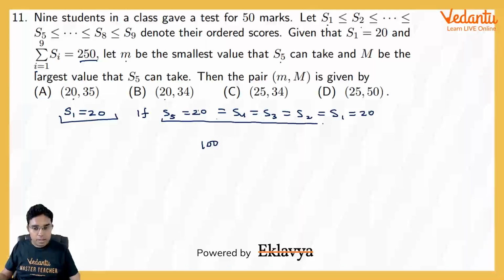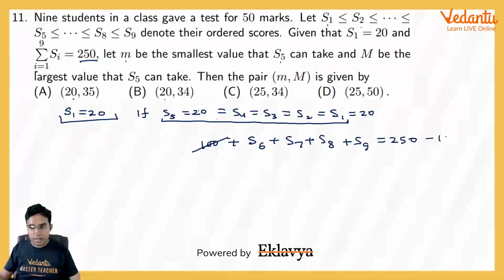S5 till S1 it will become 100, and then we are having S6, S7, S8, S9, and this sum is actually equal to 250. Now, this 100, if I cancel it here, we will get this to be 150. Now, please listen carefully. Let us check whether with this S5 to be 20, this sum 150 is possible or not. I will say it in other way. What is the minimum possible sum of these 4 scores?